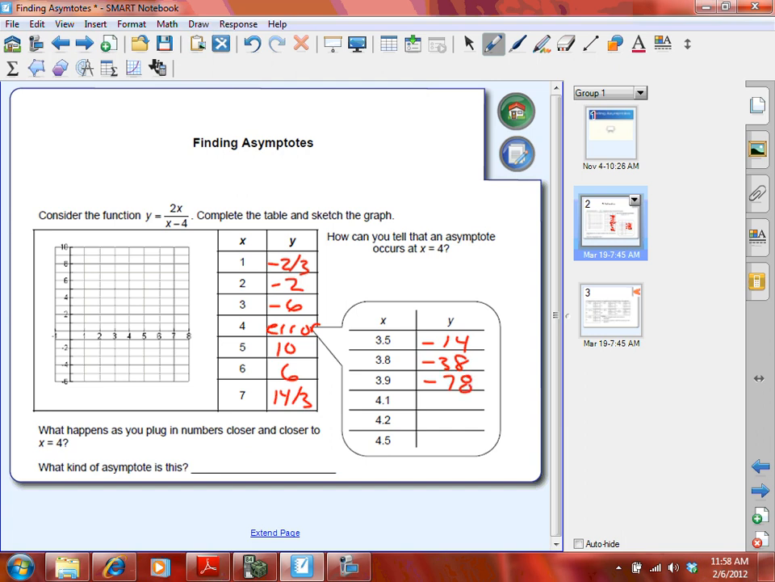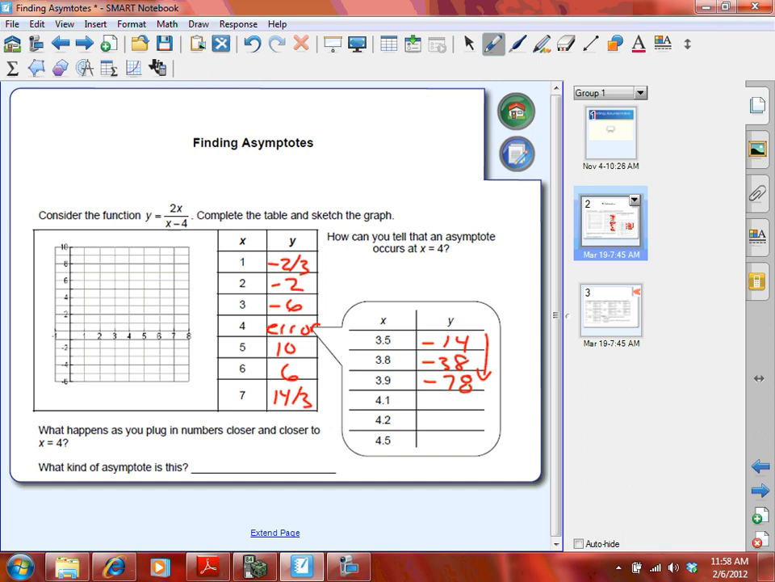Notice what's happening. Notice the closer I'm getting to that 4, or to that error that I have here, what are you noticing about the y values as I'm getting closer and closer to that 4? Are they getting bigger or are they getting smaller? Smaller. They're negative numbers. So negative 14, negative 38, negative 78, those numbers are getting smaller and smaller. The closer I get, the smaller and smaller those values get.